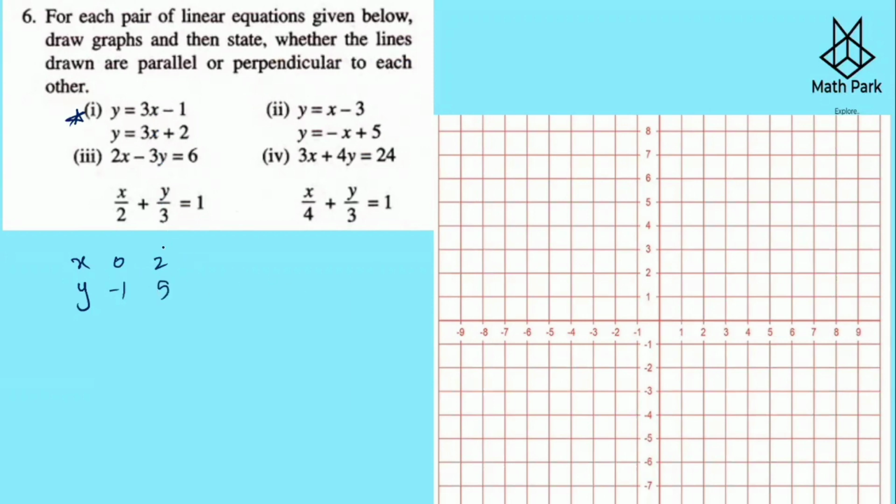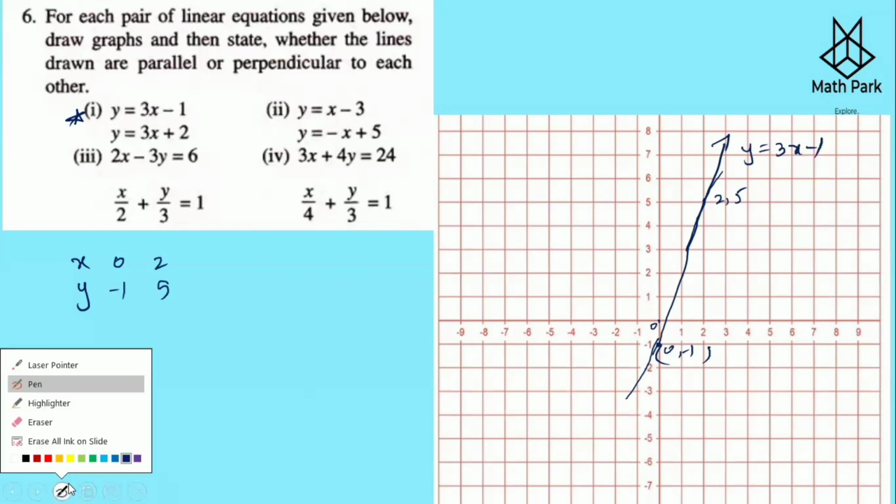Let us draw the graph for this line. This is your point (0, minus 1). And (2, 5): x is 2 and y is 5. This is (2, 5). So let us draw this line. So this is the line for the equation. See, I am not having a ruler, not able to do on the pen tab. So this is the line y is equal to 3x minus 1.